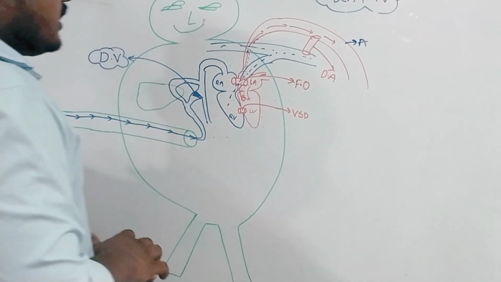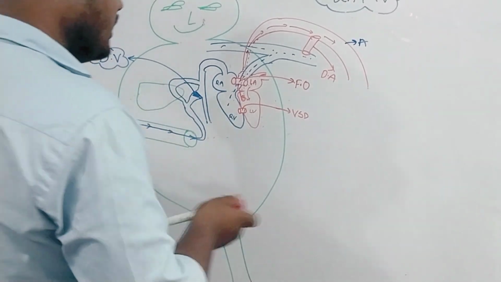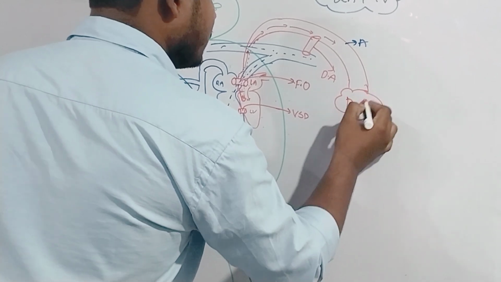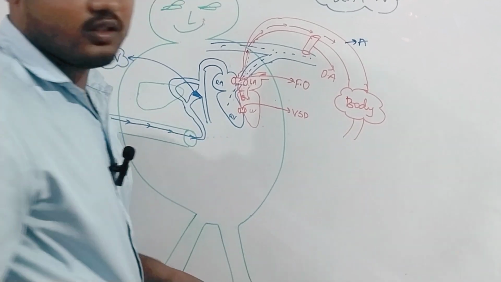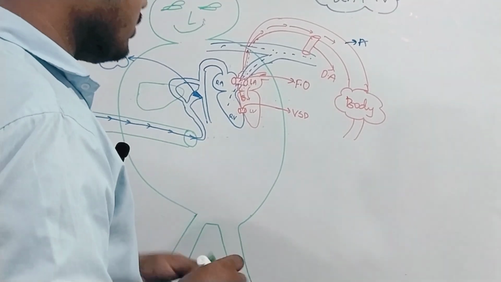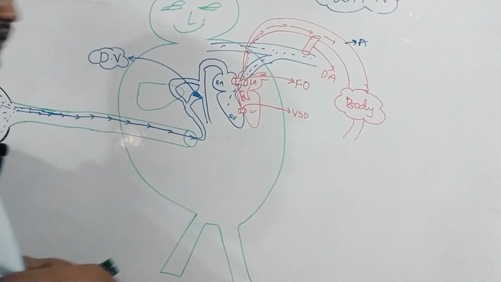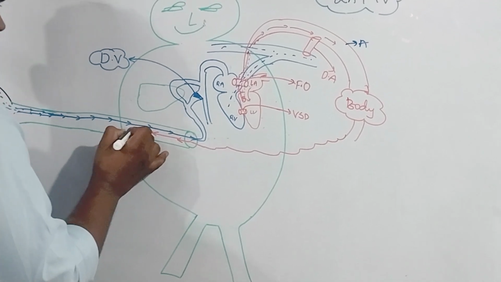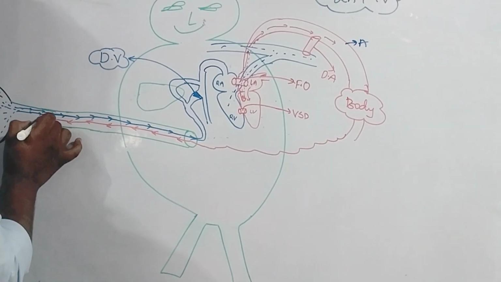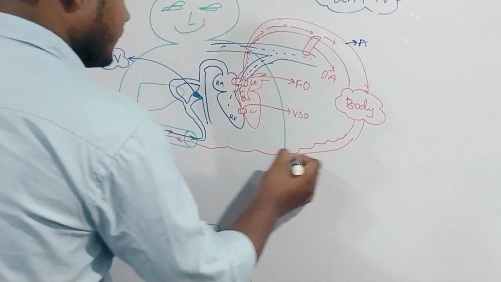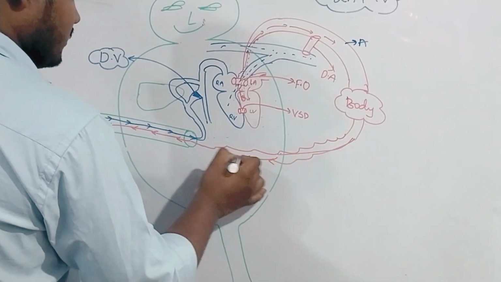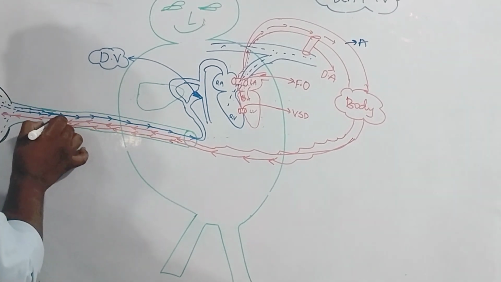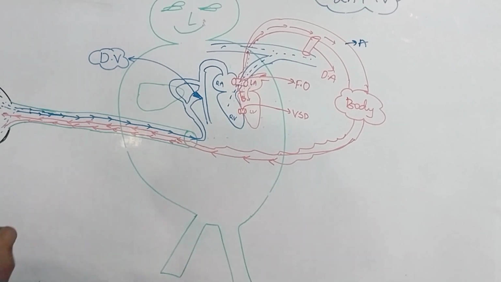Next, the blood that comes to the aorta circulates to the body. From the body there are two iliac arteries, not veins. From these two iliac arteries there is the origination of two umbilical arteries. Two umbilical arteries come to the umbilical cord. This is our fetal circulation.